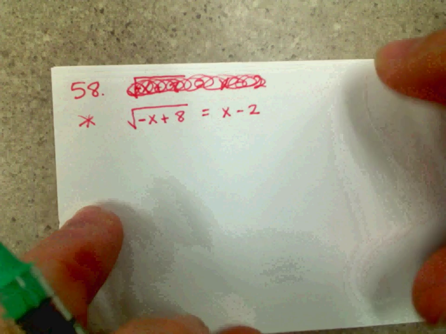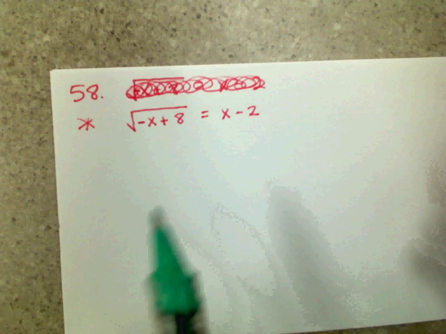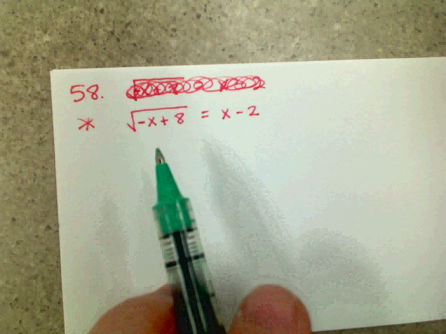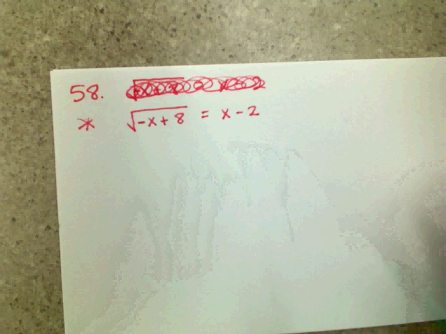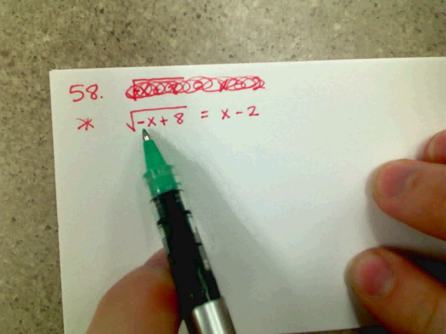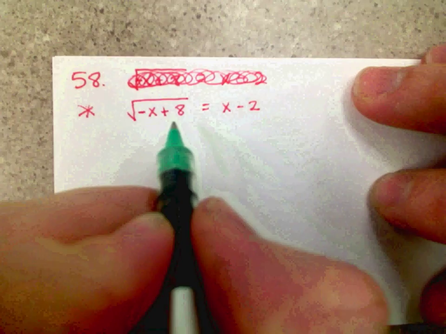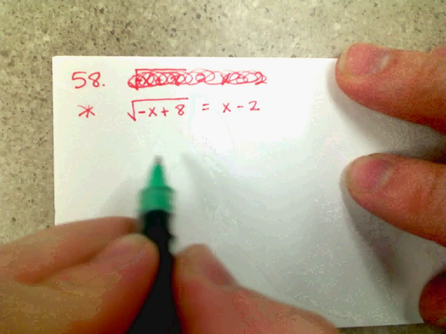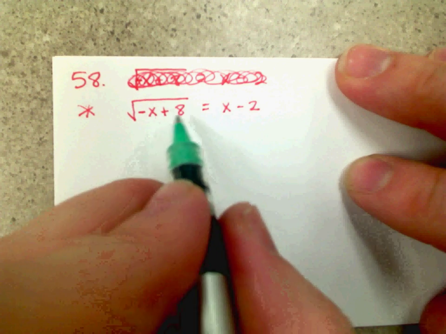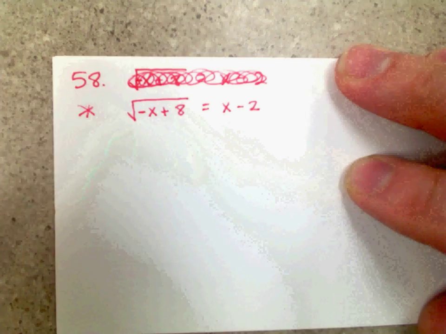Now, a little bit more complicated version. I've got the square root of negative x plus 8 equals x minus 2. So make that small adjustment on your review. Now again, think about how do I get x by itself. Well, first of all, there's a couple of them. So I need to get rid of this radical before I do anything else, because that's just in the way.